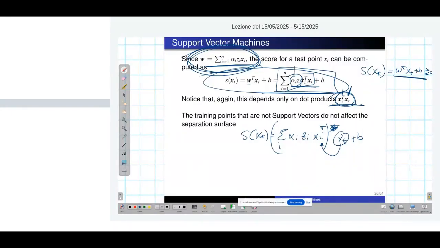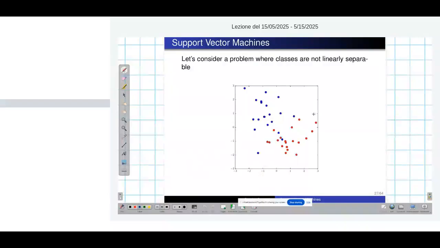Notice that since this is a sum that contains alphas as weights, the only dot products that I need are the ones with the training points that are supervectors. So I can make this a sum over supervectors only. So what I need are dot products between the test point and training supervectors. I don't need dot products with all the training samples, I just need the product with the supervectors. Now, this, again, will come in useful when we want to extend the model to nonlinear classification.